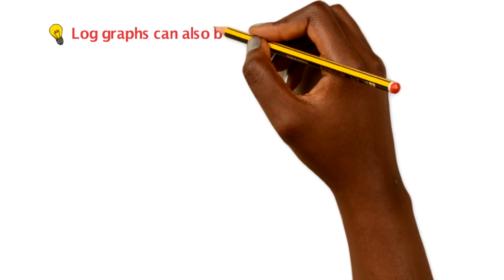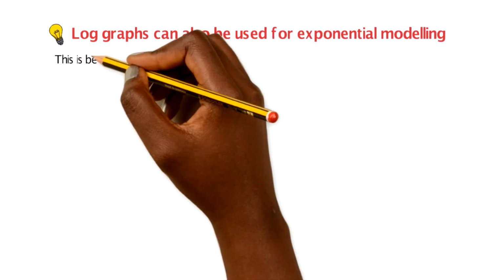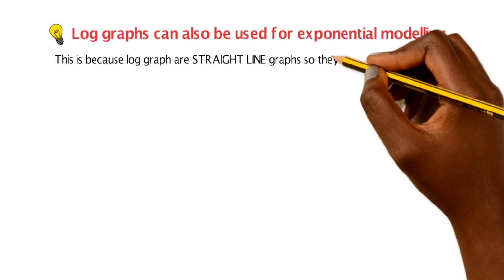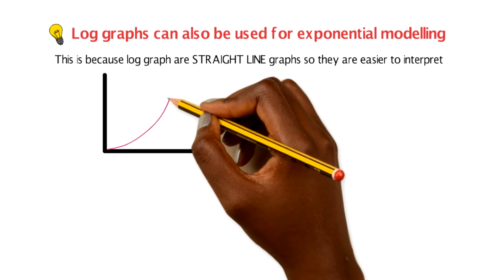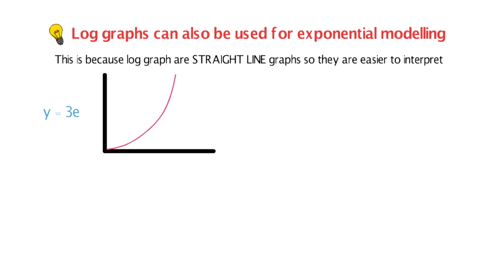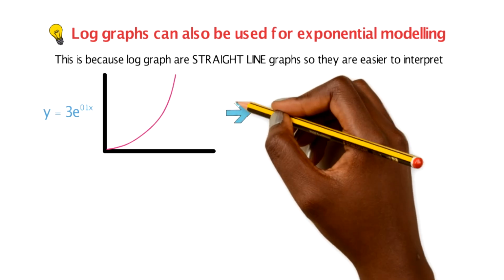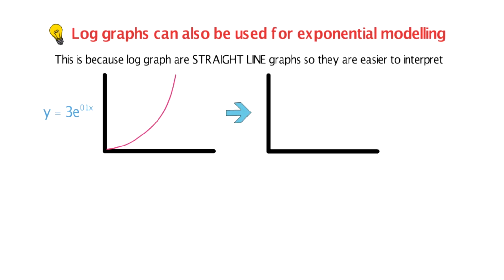Okay, so we've talked about exponential modelling, but log graphs can also be used for exponential modelling as well. This is because log graphs are straight line graphs, so sometimes they're easier to interpret compared to the curved graphs that exponential graphs give. So this would be an example of your e graph, like y is equal to e to the power of, I don't know, 0.1x. But if we were to change this into a log graph, this would actually become a straight line graph.